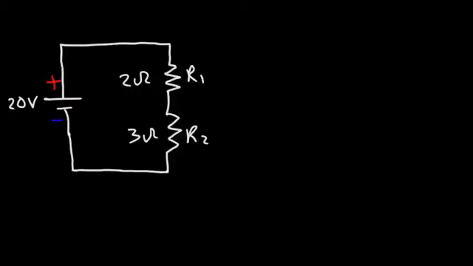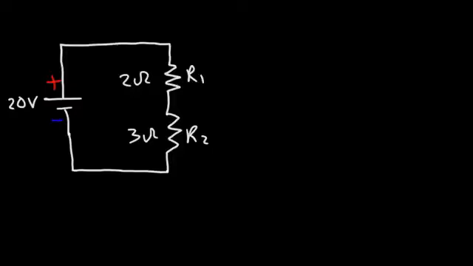In order to calculate the voltage drop across a resistor, you need to know the resistance and the current flowing through the resistor. So first, we need to calculate the current flowing in the circuit. So how can we do that? Well, first we need to know what type of circuit we have. And this is a series circuit.